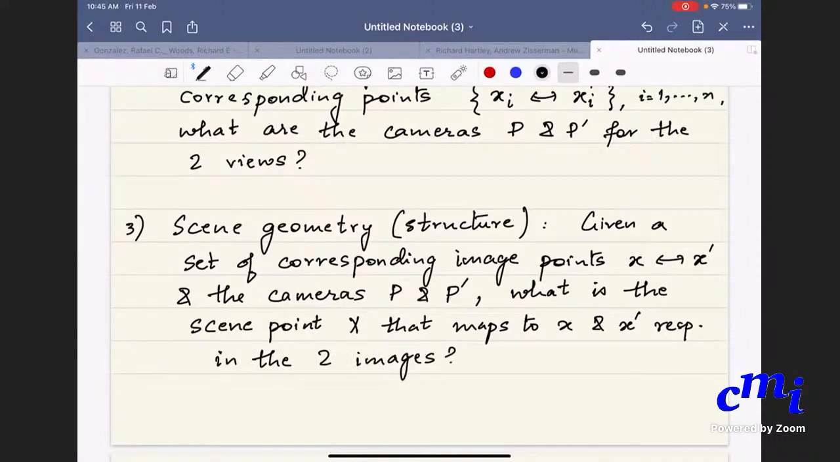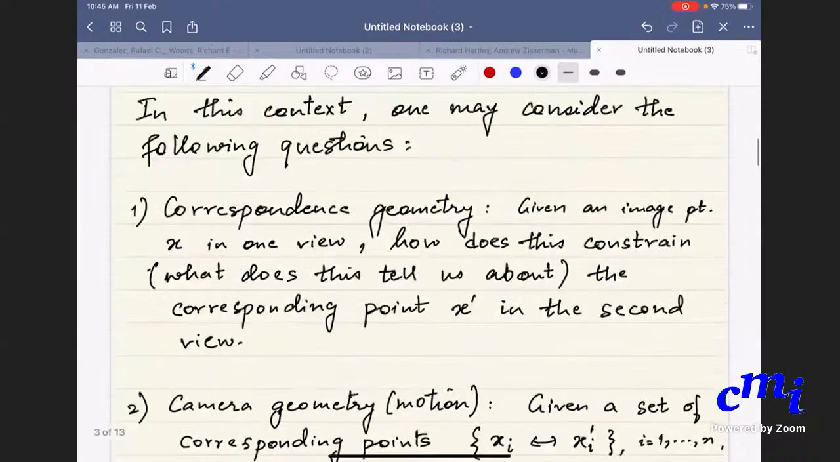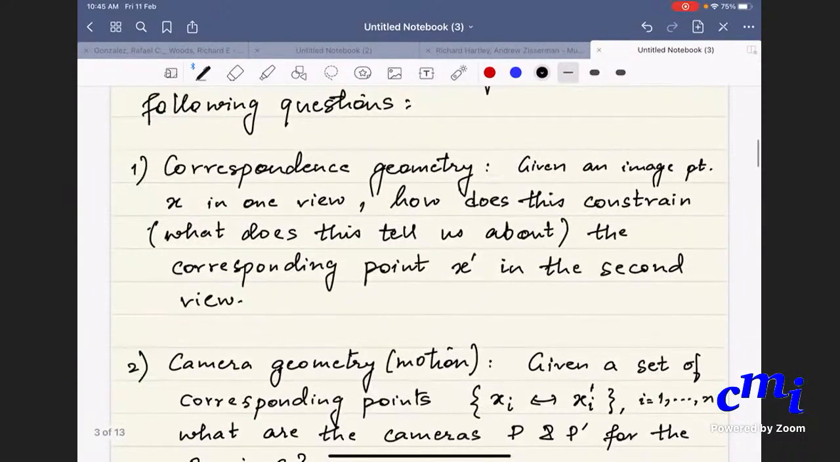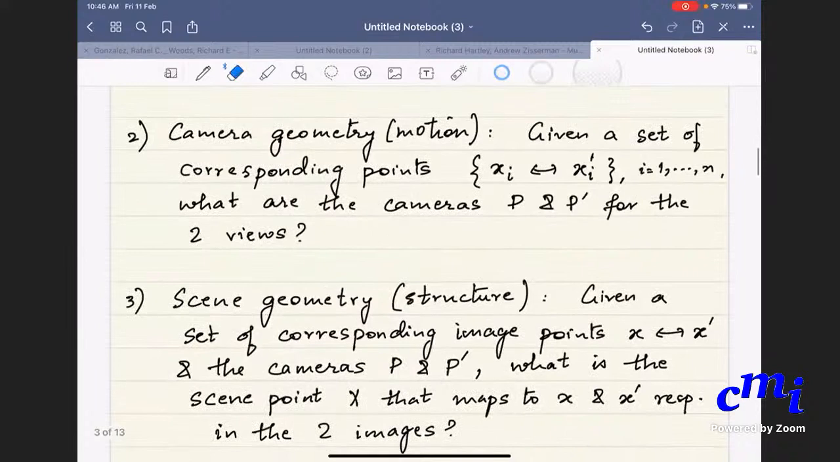Okay, so these are three questions that can be answered. What we'll do today is talk about the first one. Given an image point x in one view, what information does this give us about the corresponding point in the second view? Is there some nice relation? Can you find one from the other? These are the kind of questions we'll talk about today. I don't know how much of number 2 and number 3 we can cover.